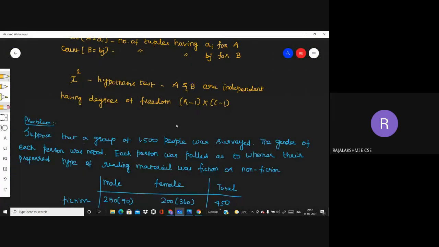That is R minus 1 into C minus 1. R is the number of rows and C is the number of columns. This will give me the degrees of freedom. This value I will be checking in the table.